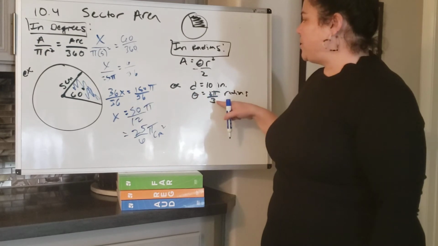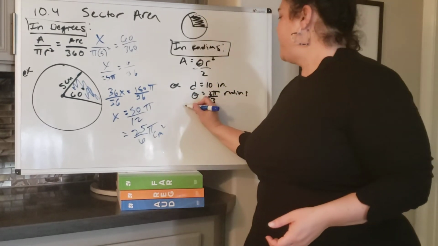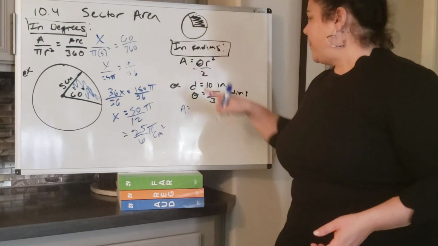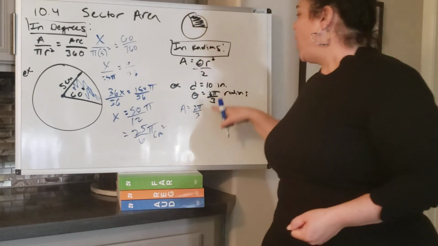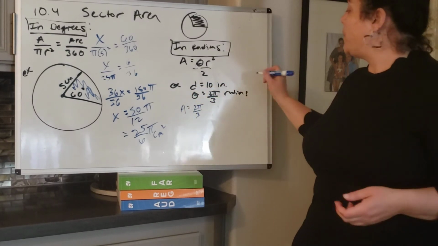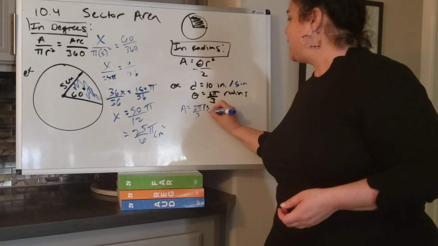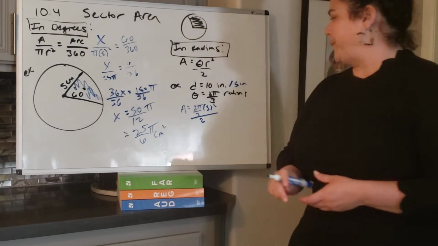So in this case, it's 2 pi over 3. All I'm doing is plugging and chugging. So I have my area is equal to theta, which is 2 pi over 3. R, so my diameter here is 10 inches. Radius is 5 inches. So I'm doing 5 squared. And then that's all over 2.